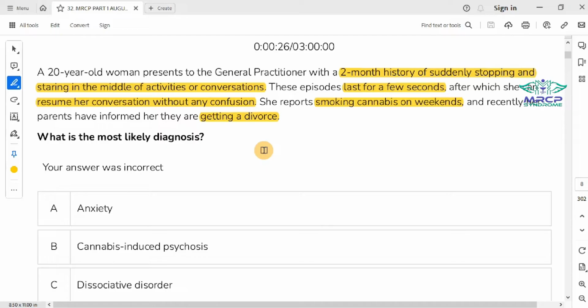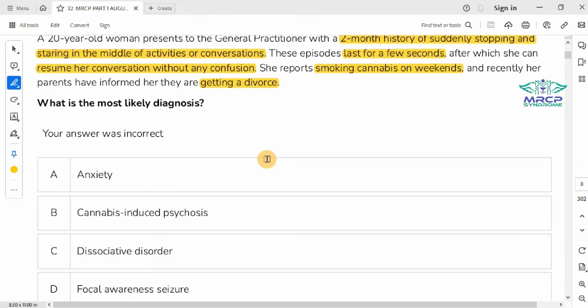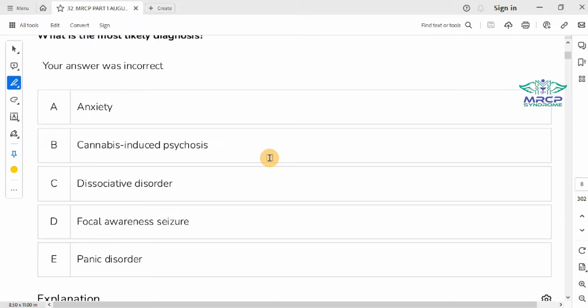A 20-year-old woman presents to the general practitioner with a 2-month history of suddenly stopping and staring in the middle of activities or conversations. These episodes last for a few seconds, after which she can resume her conversation without any confusion. She reports smoking cannabis on weekends, and recently her parents have informed her they're getting a divorce. What's the most likely diagnosis? Anxiety, cannabis-induced psychosis, dissociative disorder, focal awareness seizure, or panic disorder?